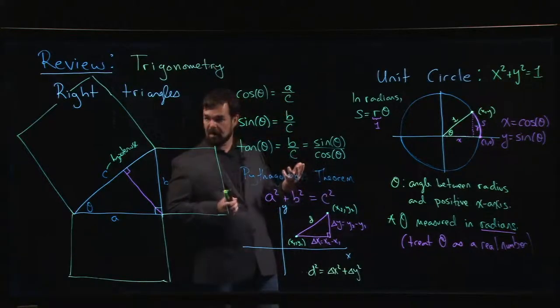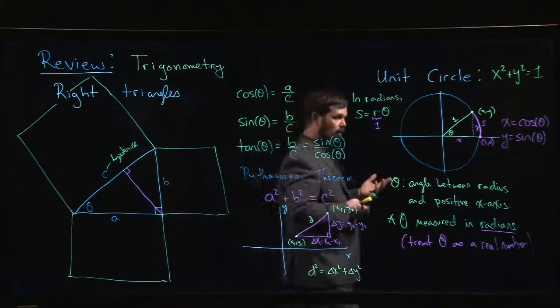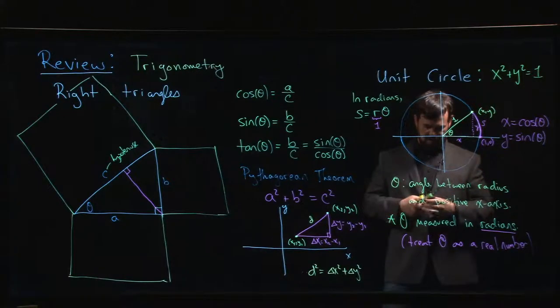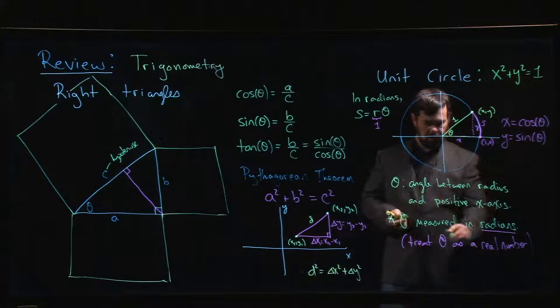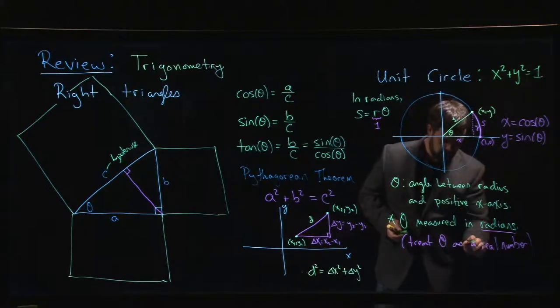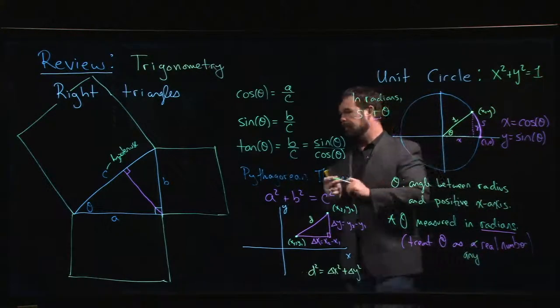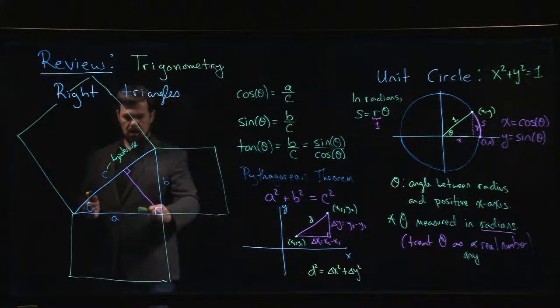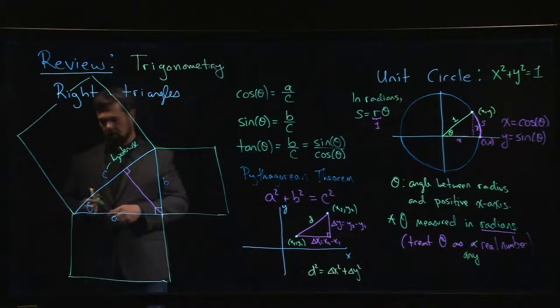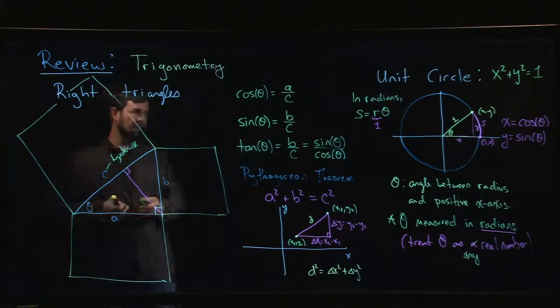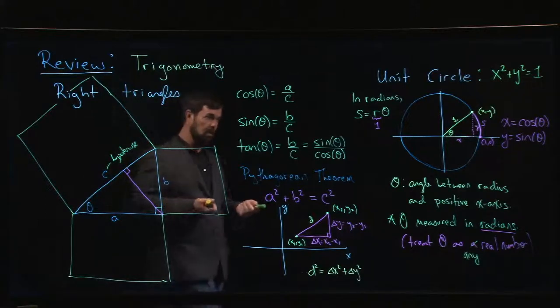The other nice thing that happens now is there's a lot more freedom in terms of the angles you can choose. In fact, theta is going to be a real number, and we could say it can be any real number. This is a surprising thing. If you're working with a right-angled triangle and measuring in degrees, theta has to be between 0 and 90 degrees. It has to be an acute angle in this context. Or if you're working in radians, somewhere between 0 and pi over 2.